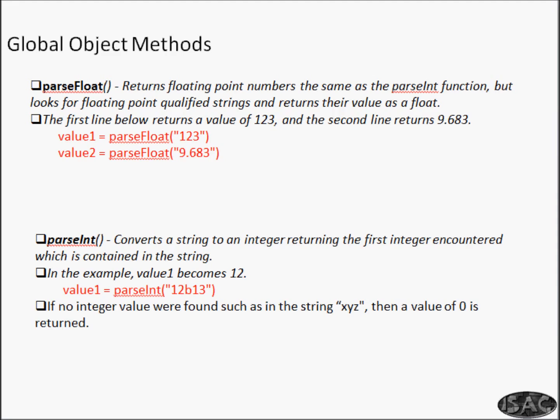parseFloat returns floating point numbers, the same as the parseInt function, but looks for floating point qualified strings and returns their value as a float. So you can notice here, if I say parseFloat 123, this will return 123. If I say parseFloat 9.683, this will return 9.683, right?